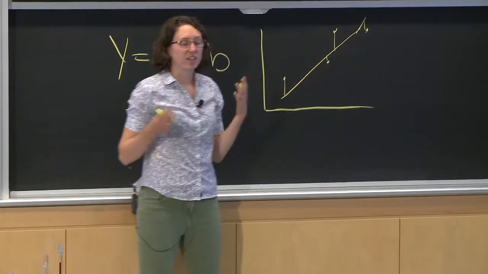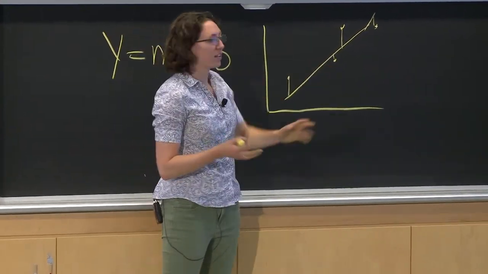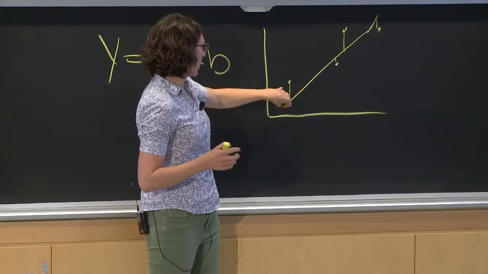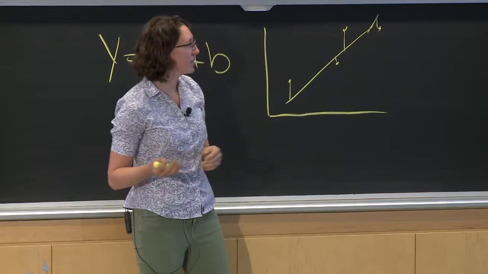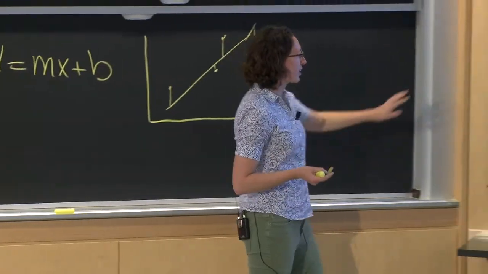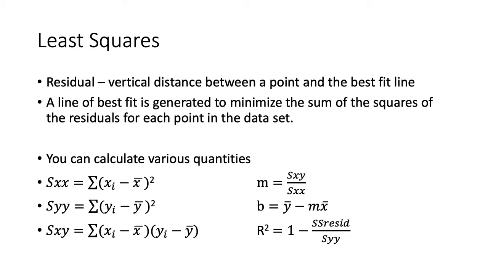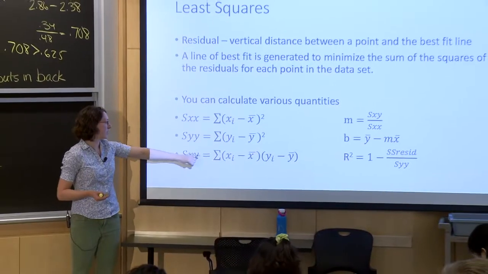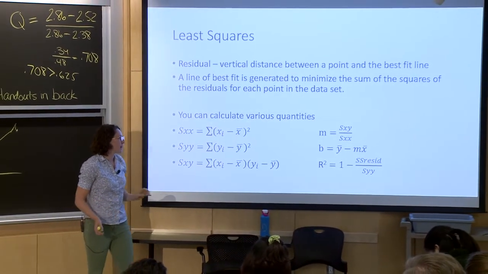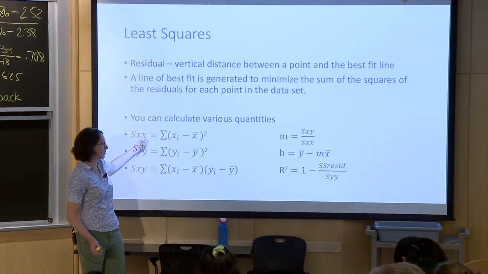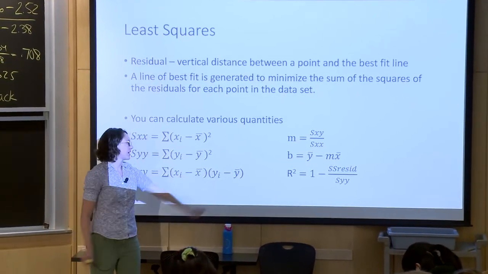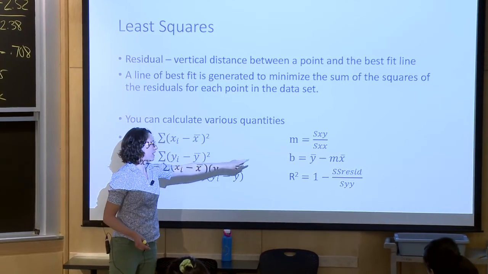The way the line of best fit is generated in the least squares method is they take the square of all of these residual values and try to minimize it. And so you can calculate various quantities. If you take all of the x values, subtract them from the average x and square them, then you'll get the Sxx. You can do the same thing with the y values and then the x and the y values. The slope of the line is this value over this one. To get the y-intercept, you take the average y, subtract from it the slope times the average x.